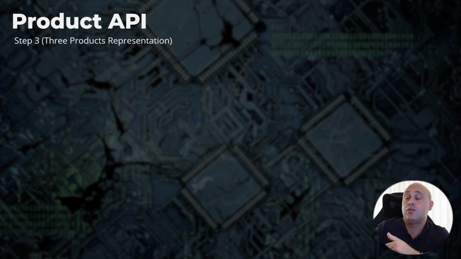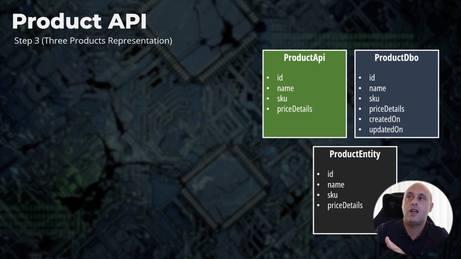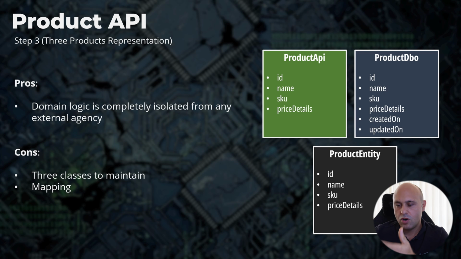There is also a third step, where we apply the clean or hexagonal architecture in a strict sense. So we add a new object that is going to be used for the domain layer that has no dependency on the infrastructure or framework. In this case, the advantage is that the core logic of our application is decoupled from anything.